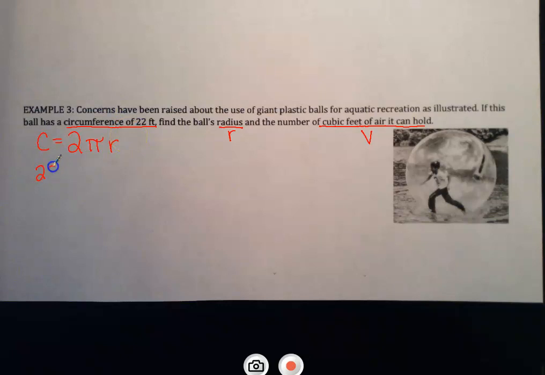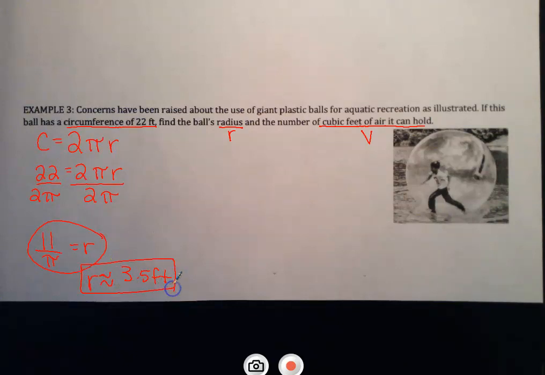All right, so our circumference is 22, so that's going to equal 2 times pi times r. We can divide by 2 pi on both sides. So 22 divided by 2 is 11 divided by pi equals our radius. Okay, so we could keep this as our intermediate answer to put into the other stuff, and we can go ahead and find the approximation. So our radius is approximately 3.5 feet. Again, it's just feet because it's a linear measurement.